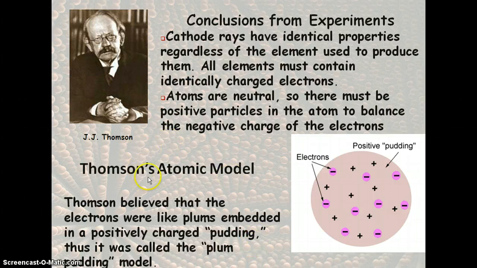So this leads us to Thomson's atomic model. Thomson believed that electrons were kind of like plums embedded in a positively charged pudding. So he called his the plum pudding model. Over here you have a little schematic of it. The positive is actually the dough, if you will, and then these little electrons are like little chips, like little chocolate chip cookies. They're like the little chips in there. So this is his idea of what the atom looked like.